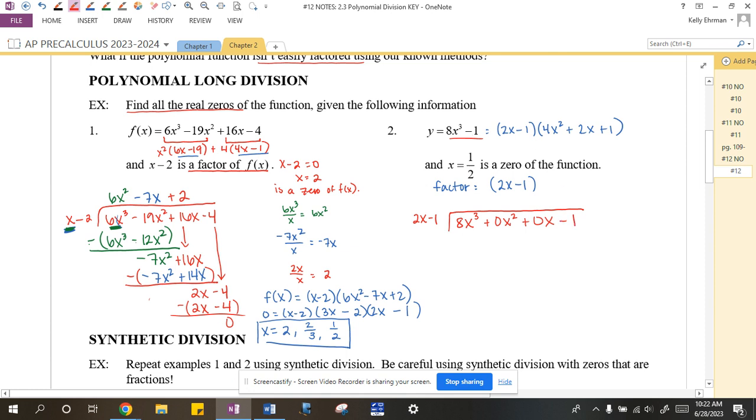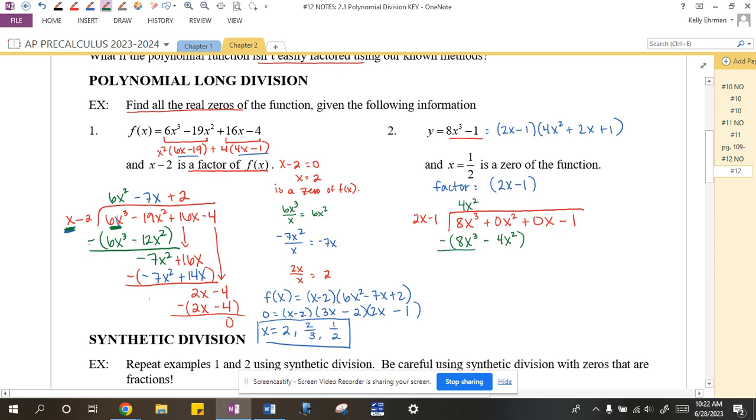We do that for any function that's missing, even if it's just missing one term, like just the x term or just the x squared. You fill it in with a placeholder. And then you should be all set up and ready to go. So what do we multiply 2x by to get 8x to the third? 4x squared. And then we multiply 4x squared times 2x minus 1. We get 8x to the third minus 4x squared.